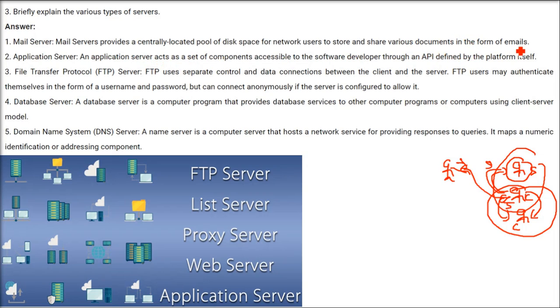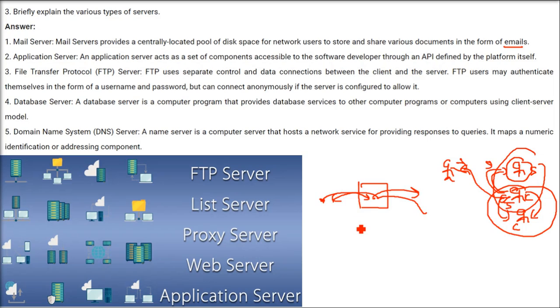Mail server is basically for transferring email on the internet. It provides a centrally located pool of disk space on networks used to store and share various documents in the form of emails. Whatever you type, you just send it. There has to be some server which takes it and takes care of problems, such as if the email address you are sending to is not valid.